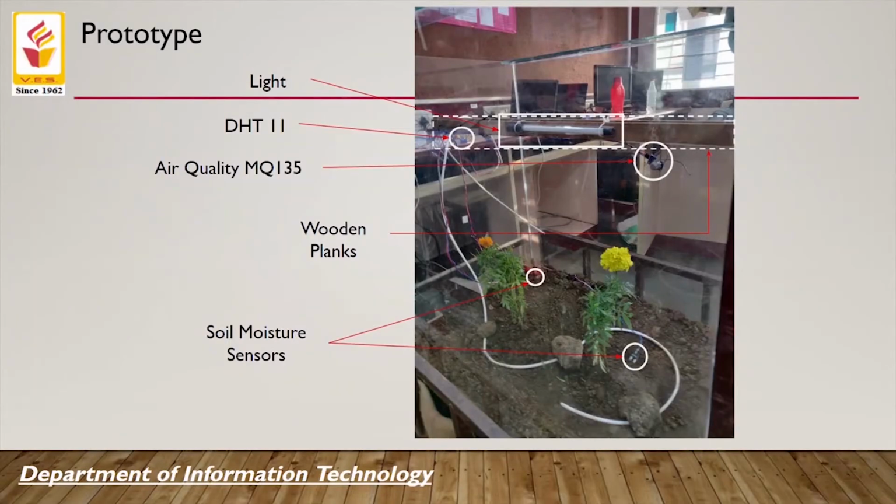Idea implementation. The prototype is essentially a greenhouse simulation. It is a glass frame of dimensions 3 by 2 by 3 feet. It has two symmetric half-inch holes on either side. Through these holes pass the pipes and wires required for the sensors.